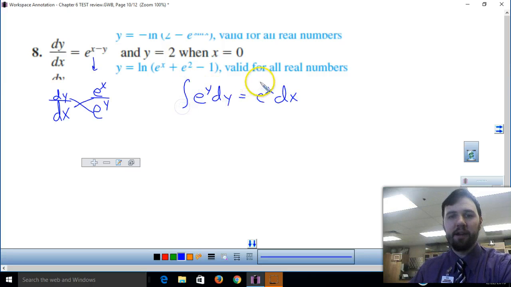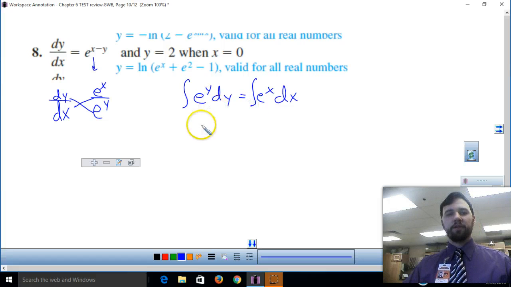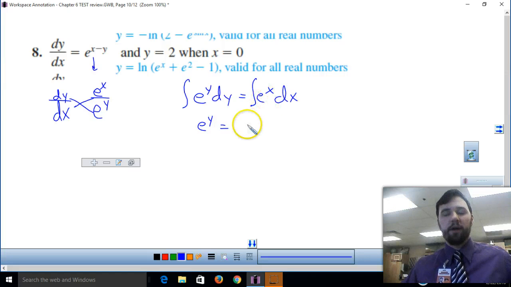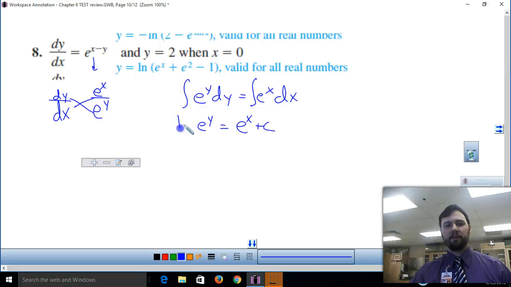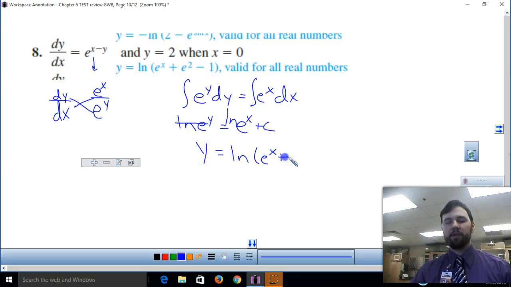So now I can integrate both sides. I get e to the y, because the antiderivative of e to the y is e to the y, equals the antiderivative of e to the x, which is e to the x plus c. So now I have to get rid of that e to the y. So I natural log both sides. Those cancel. You're left with y equals natural log of e to the x plus c.